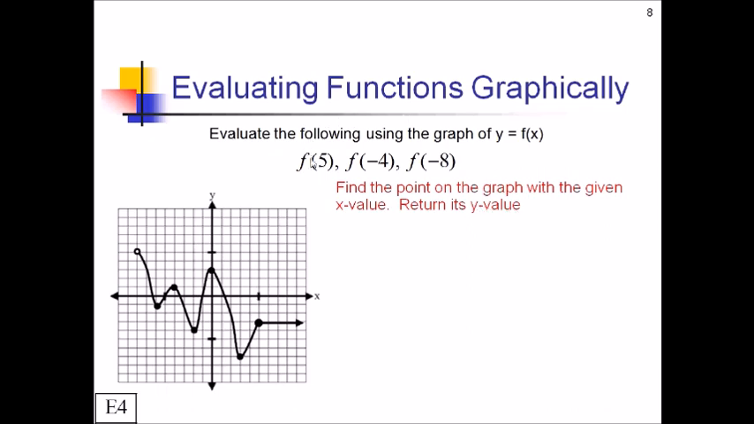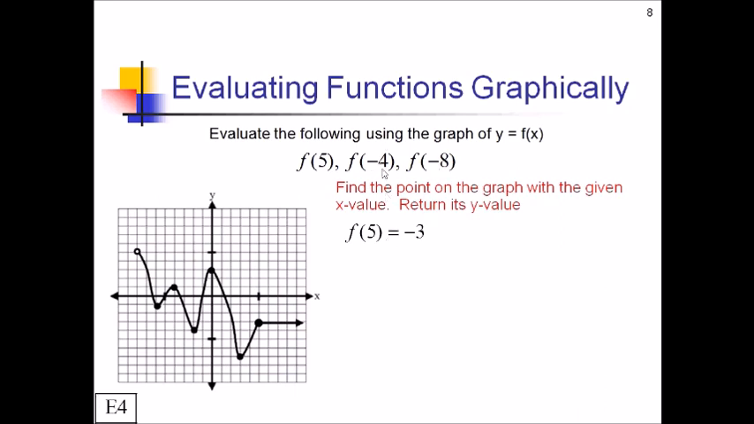So if we're looking for f of 5, for example, then we just have to look where the graph is actually on the x value 5. So we go over to the x value 5, which is right here, and look at our graph, and we see that our graph has a point on x equals 5 where the y value is negative 3. So we would just say f of 5 equals negative 3. Pause the video and figure out f of negative 4 and f of negative 8.